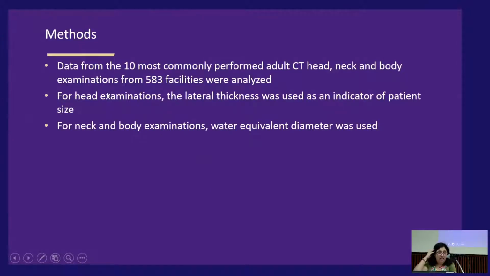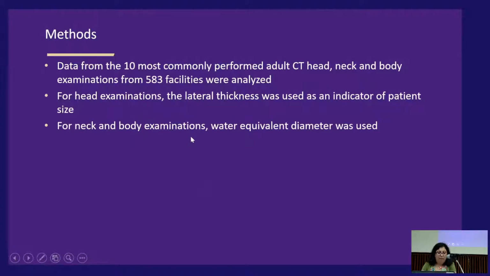For head, we use lateral thickness as an indicator of patient size. Now, we know from data that Sam showed earlier, over 6 years of age, the child's head is treated like an adult head because it doesn't change much in size. So you might have protocols in your hospital, 0 to 1, 1 to 2, 2 to 6, and beyond that, it's like an adult protocol.